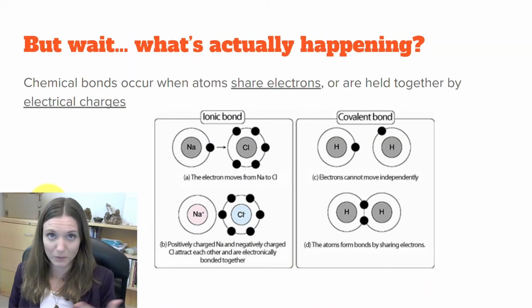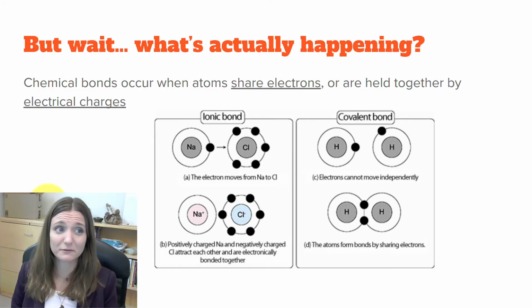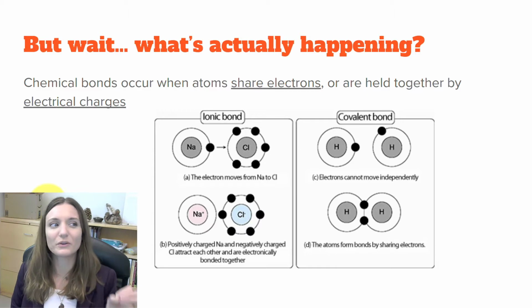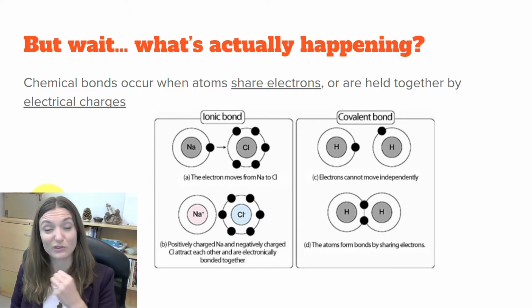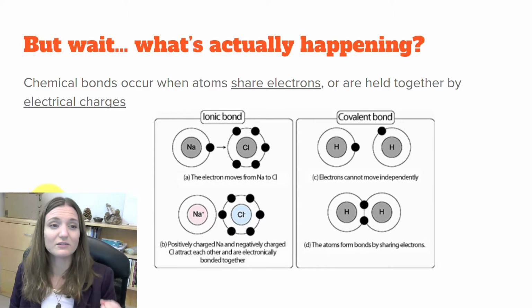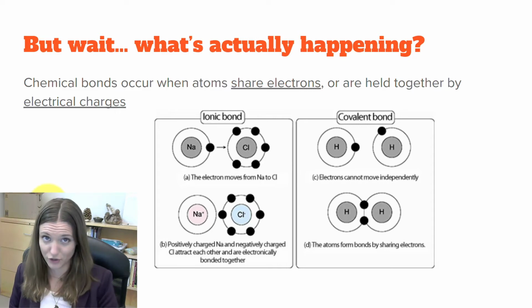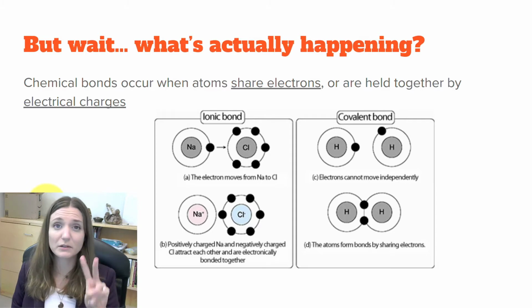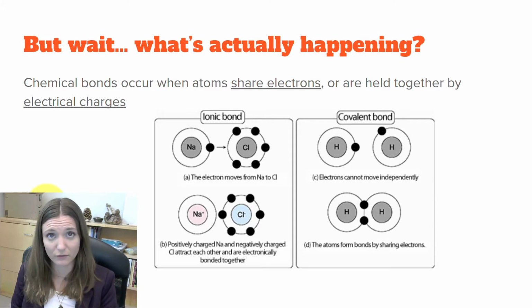So now we're going to talk about what's actually happening in these different types of chemical bonds that are formed. Chemical bonds are formed when atoms are either sharing electrons, or they're being held together by electrical charges due to differences in their overall charge, which still involves the swapping of electrons. So we're going to talk about 2 main types of bonds, ionic bonds and covalent bonds.